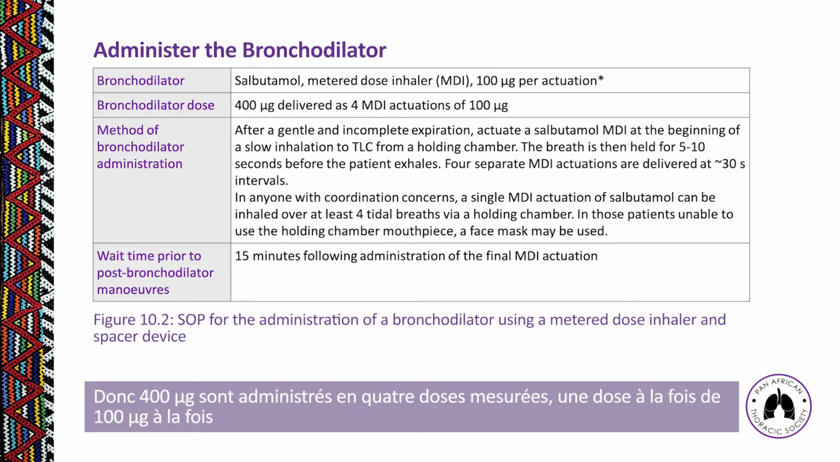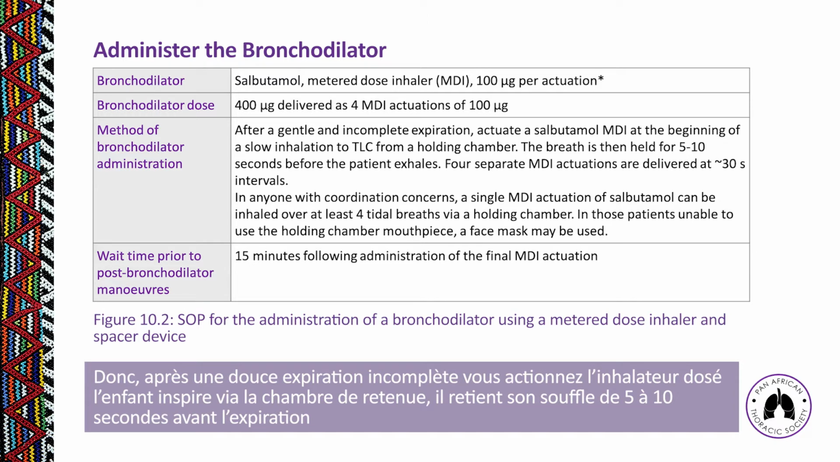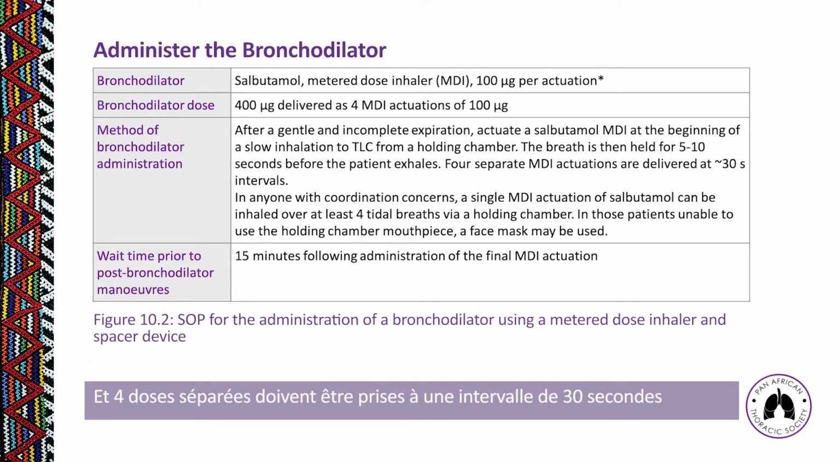So 400 micrograms is delivered in 4 metered doses, 1 dose at a time. So 100 micrograms at a time. So how the patient will actually take it is after a gentle and complete expiration, you actuate the metered dose inhaler. The child inhales it through the holding chamber. The breath is held for 5 to 10 seconds before the patient exhales. And 4 separate doses must be delivered at 30-second intervals.